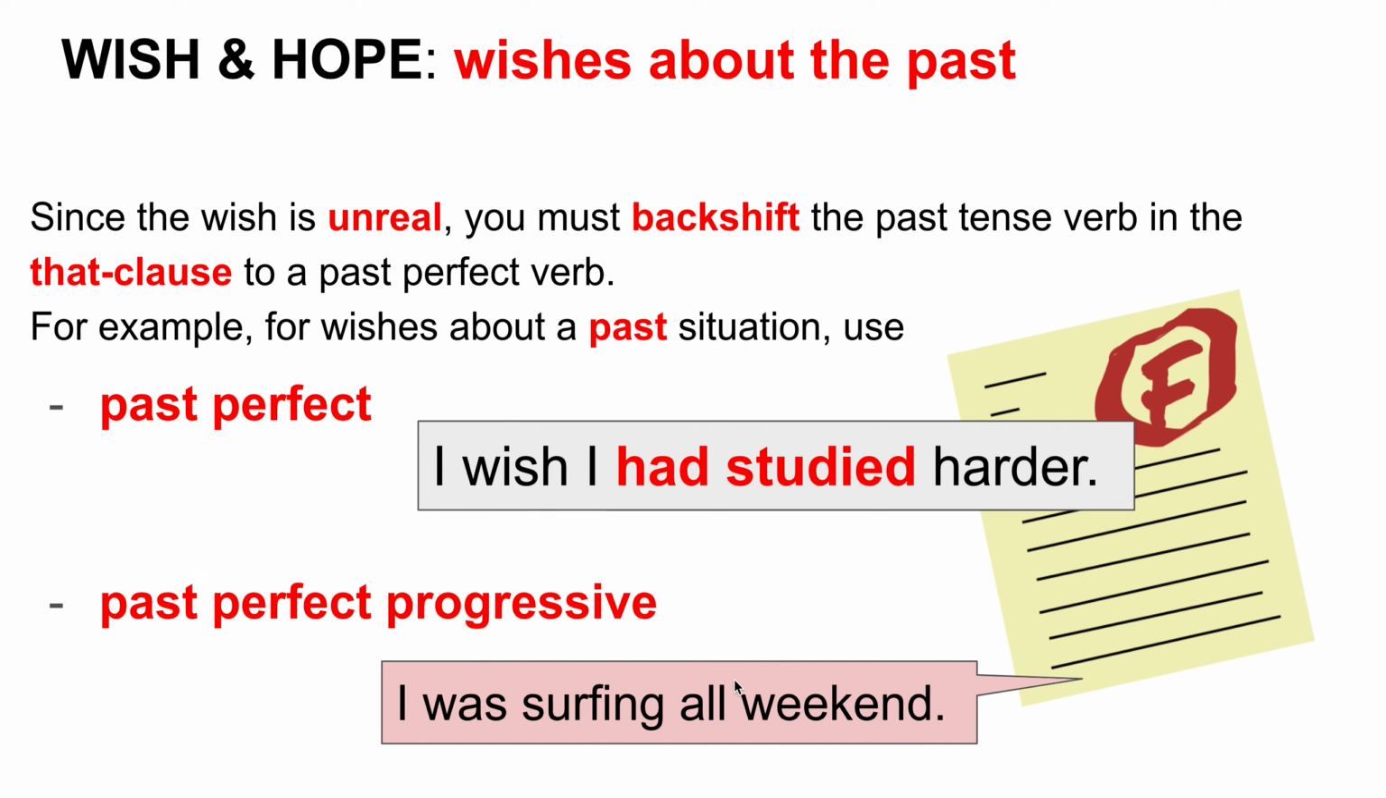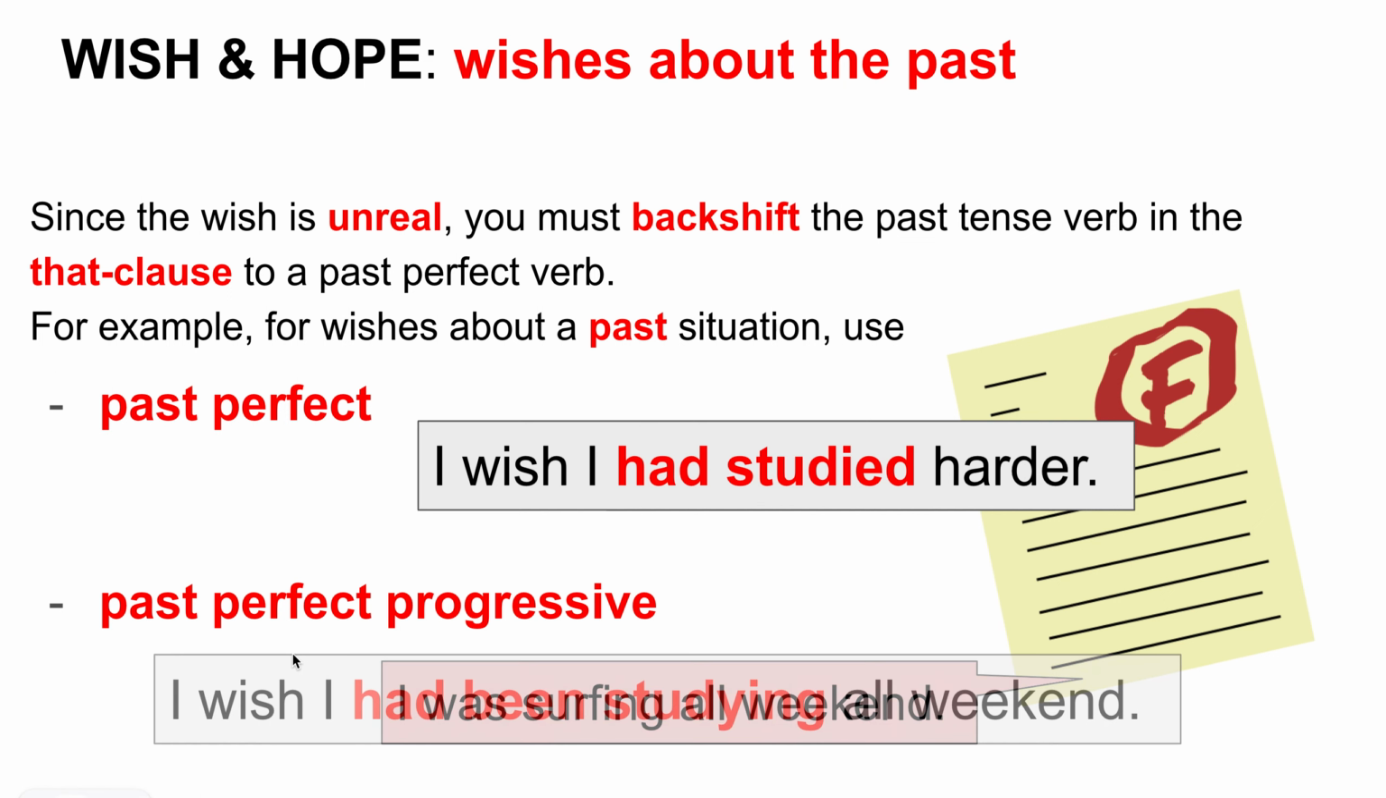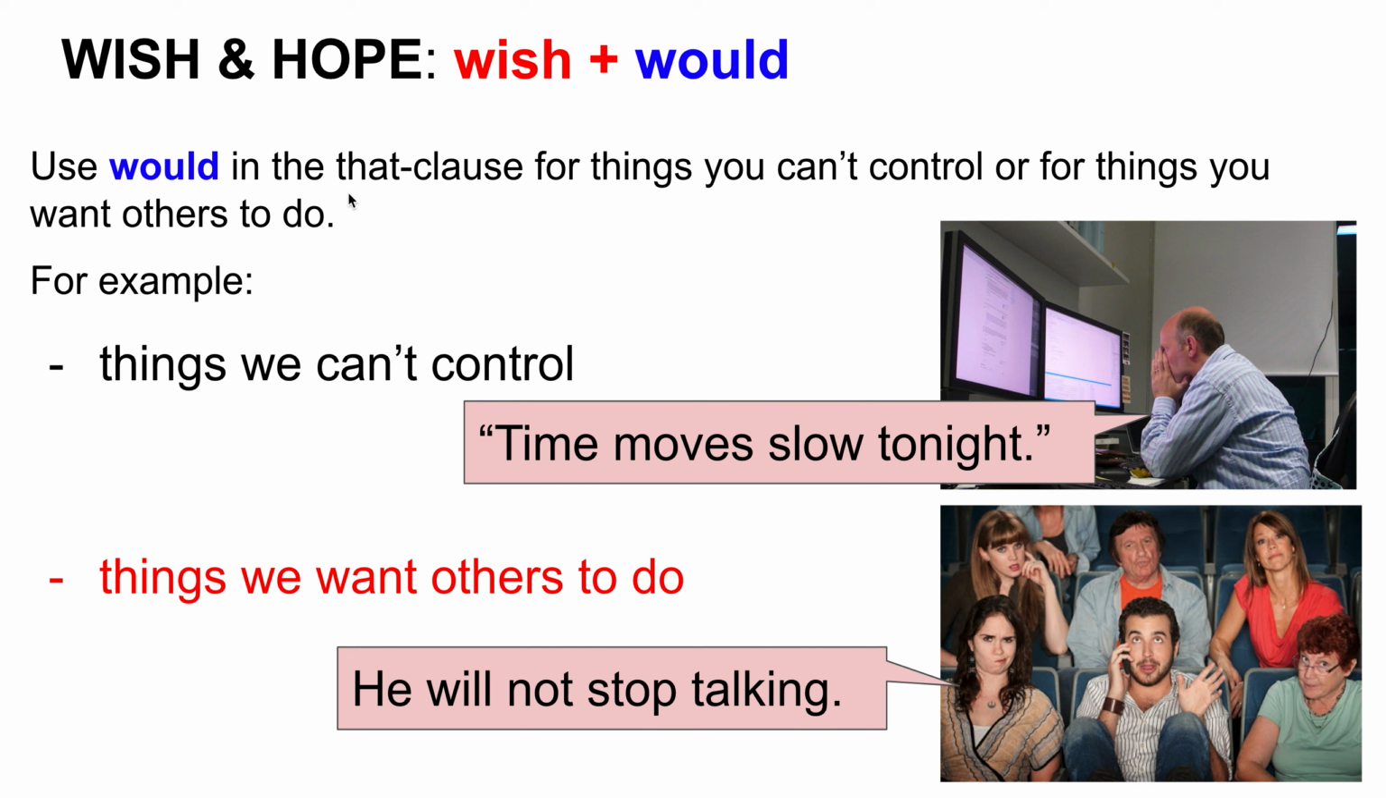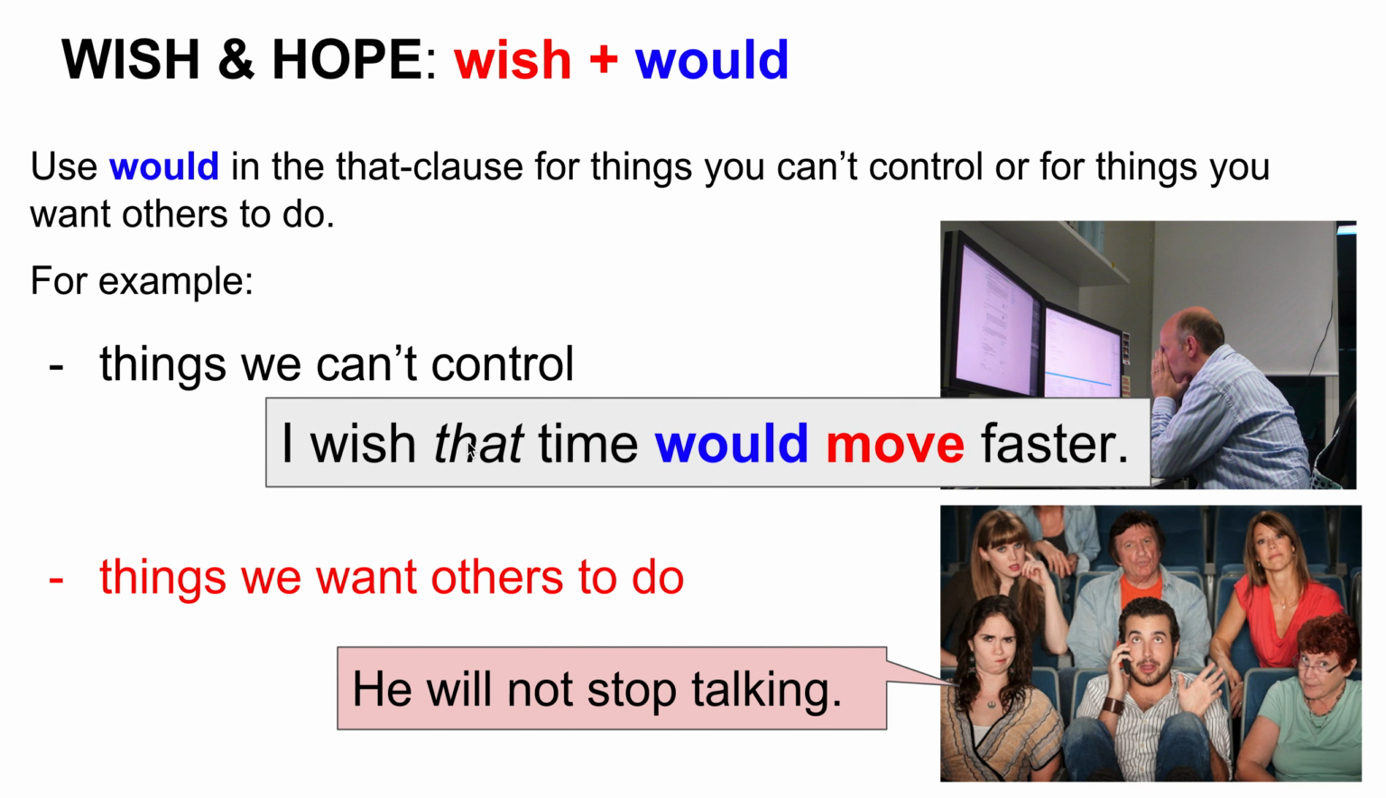Past perfect progressive. I was surfing all weekend. Past progressive. He might say, I wish I had been studying all weekend. Okay, let's look now at wish and would. We use would in the that clause for things you can't control or for things you want others to do. For things we can't control, such as time. Time moves slow tonight. Okay? I wish that time would move faster.